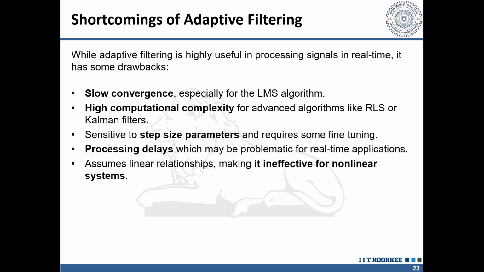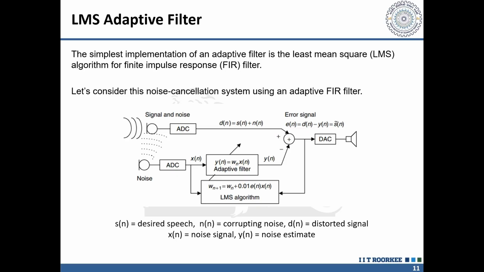There is also some inherent processing delay because these algorithms change their coefficients on a sample by sample basis. Finally, many adaptive filters such as the LMS and RLS are designed based on the assumption that the relationship between the desired signal and the input signal is linear. However, many real-world systems are non-linear and linear adaptive filters may not perform well in these scenarios. The simplest implementation of an adaptive filter is the least mean square algorithm for the finite impulse response filter.